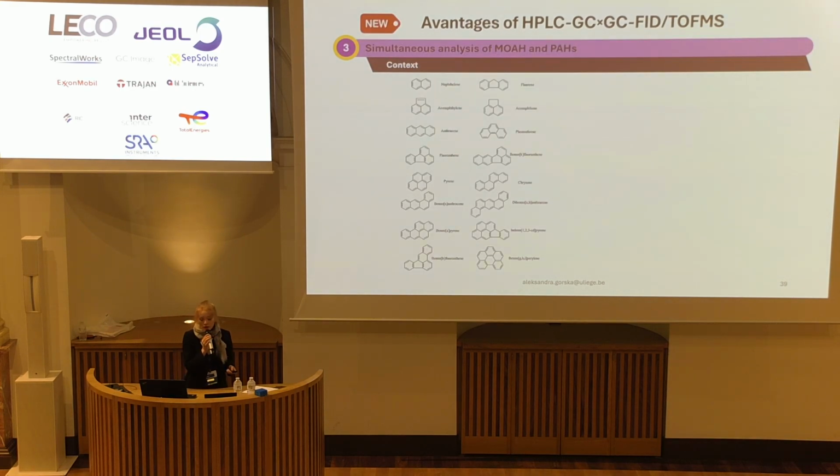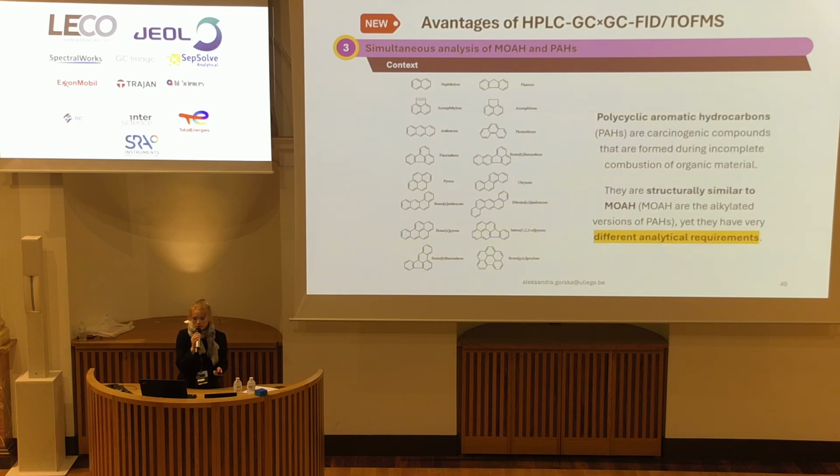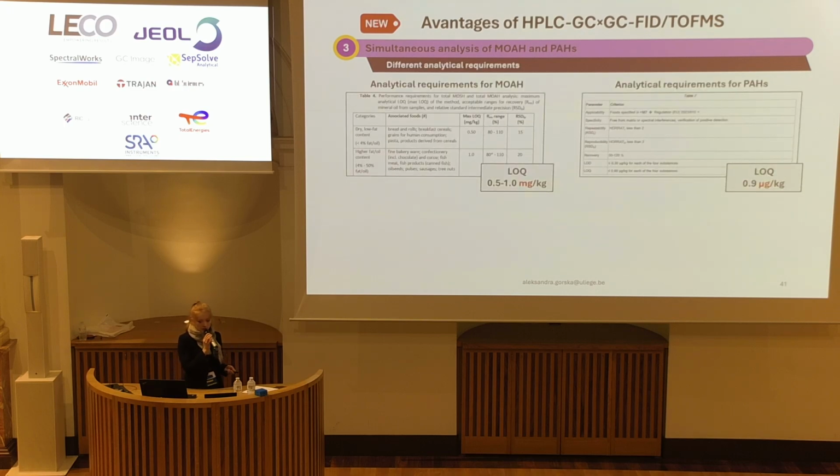Lastly, and this is a new advantage, is that we are able to perform a simultaneous analysis of MOAH and PAHs. So polycyclic aromatic hydrocarbons are carcinogenic compounds that are formed during combustion, incomplete combustion of organic material. And they are structurally similar to MOAH, so they are kind of the non-alkylated version of MOAH, but they have very different analytical requirements. And so why so? First, because of the concentration at which we find them in the food matrix. So for MOAH, we find them at level of ppm in the food, while for PAHs, we are at the level of ppb. So we have a factor of 1,000 of difference.